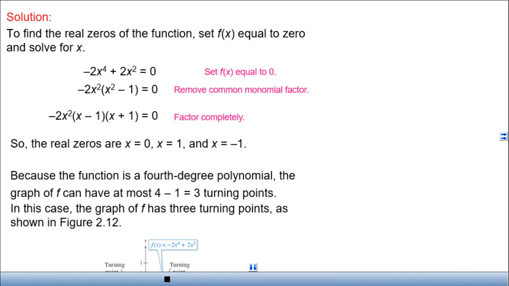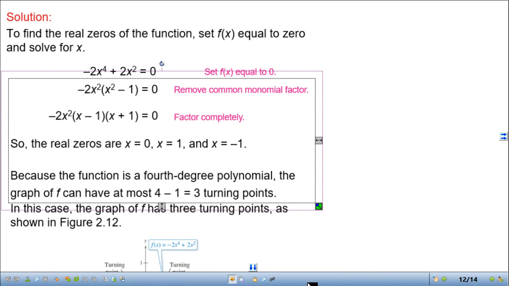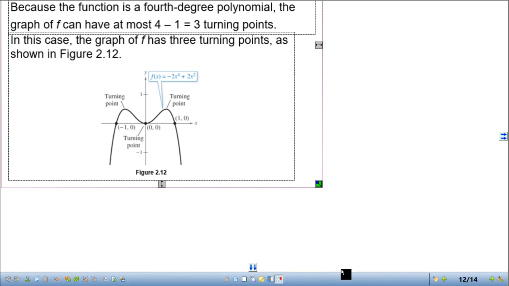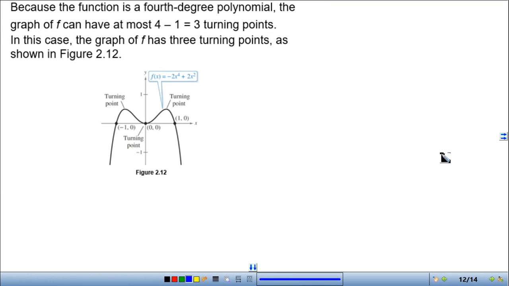Oh, here's the solution. I forgot I had that in there. So I've got my roots. Let me make this just a bit smaller so you can read it. So let's push it there. So I've got my roots right here. Notice I have my 0, I have negative 1, and I have 1.